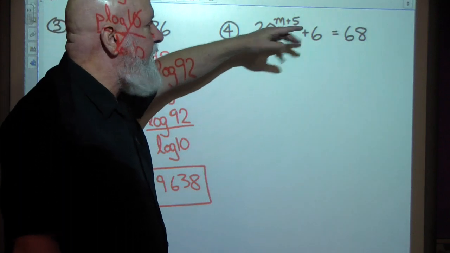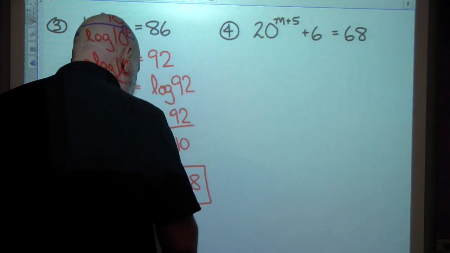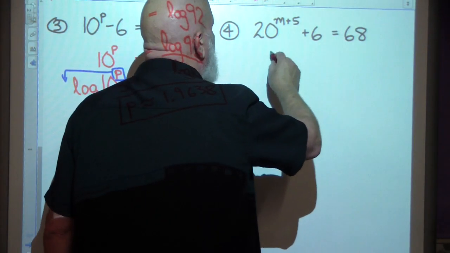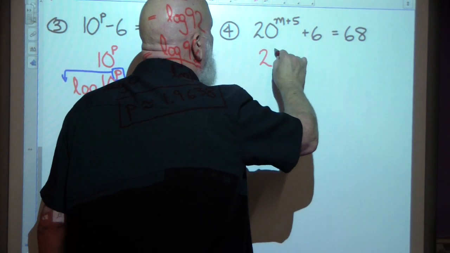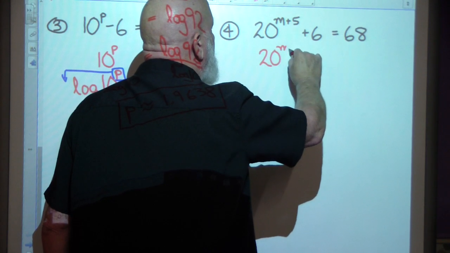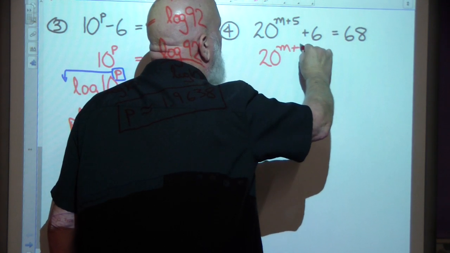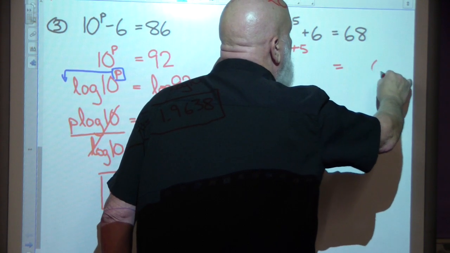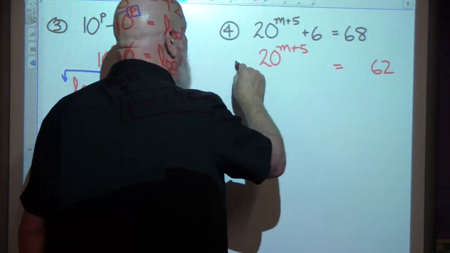Have a m plus 5, we'll have to do something just a little bit different, but it's not much at all. I'm going to subtract 6 from both sides. I'll do that in my head. 20 to the m plus 5 power is equal to, what is that, 62? Take the log of both sides.